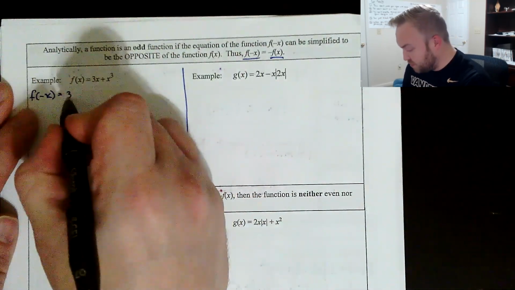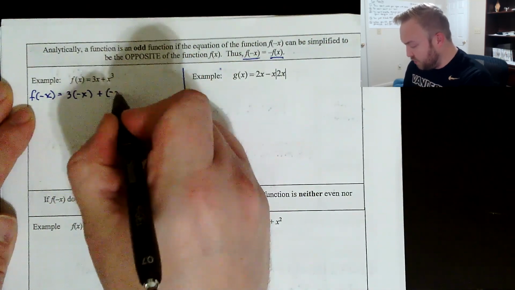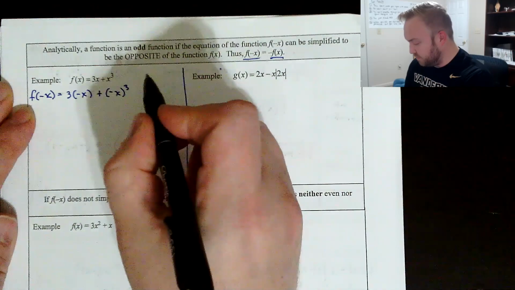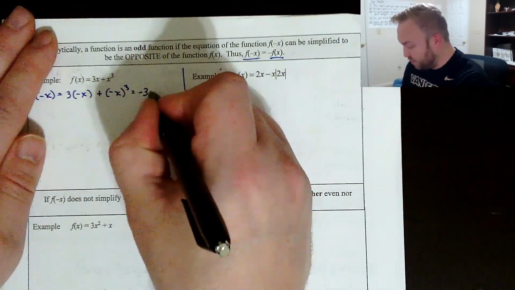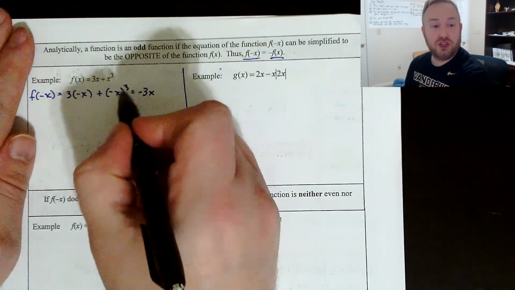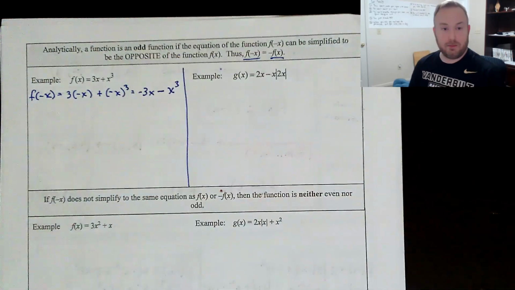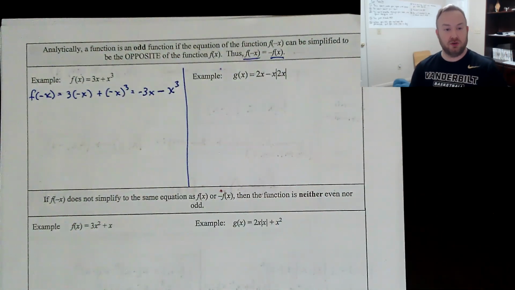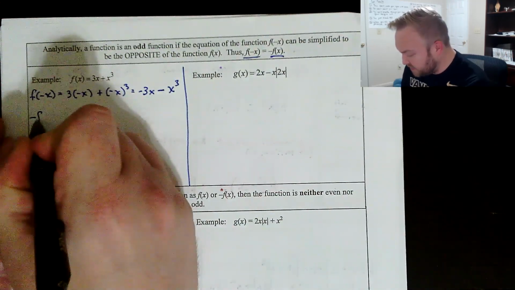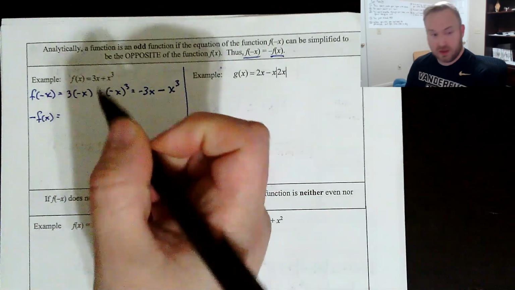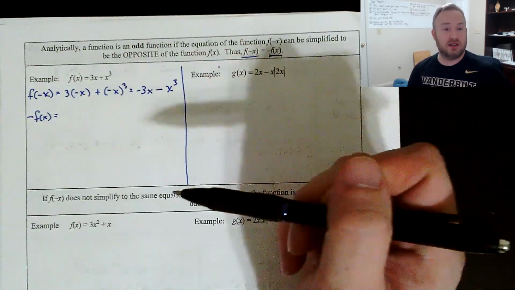So this 3x will be 3 times negative x plus, and then the x cubed will now be negative x cubed. All right, if you multiply 3 times negative x, you get negative 3x. And then if you cube a negative, you're going to get a negative. So that'll be minus x cubed. So there's f of negative x. Now I need to find minus f of x. Okay, because now the other piece is minus f of x if we're testing to see if the function is odd.